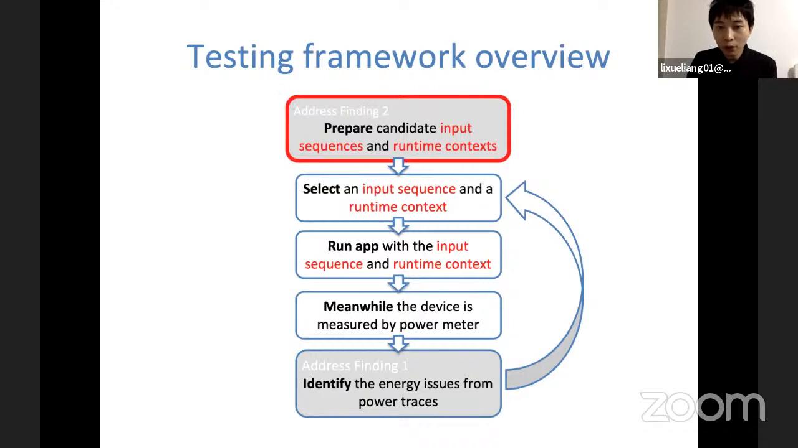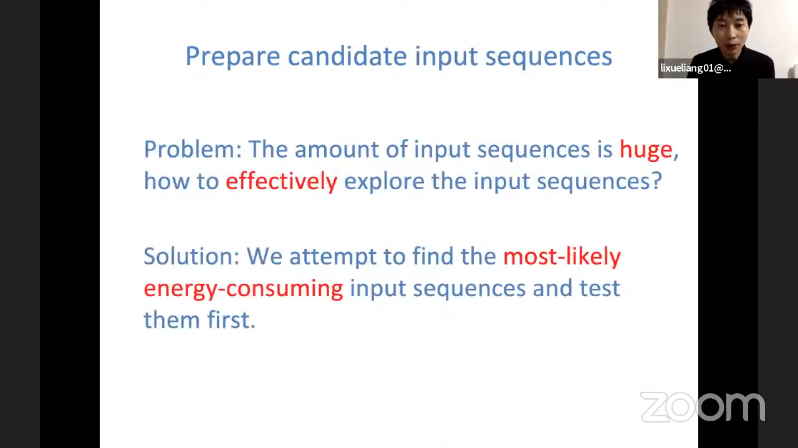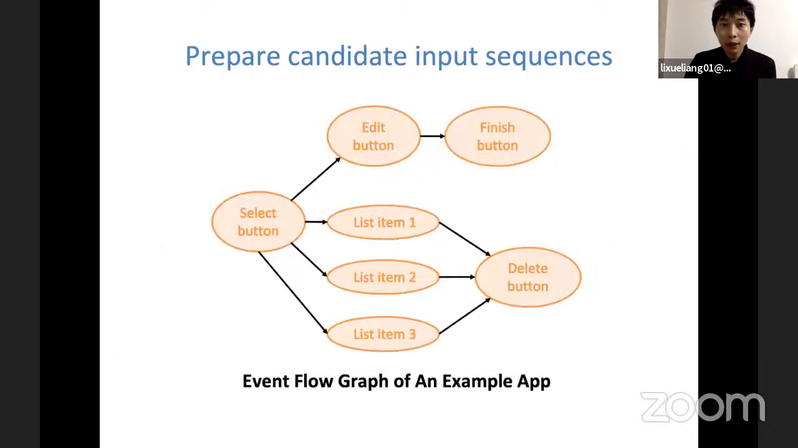So we first talk about the preparation of input sequences and runtime contexts. The problem of preparation of input sequences is that the amount of input sequences is very huge. So how to effectively explore them? Our idea is to find the most likely energy consuming input sequences and test them first. So we use the event flow graph to help us achieve this purpose.